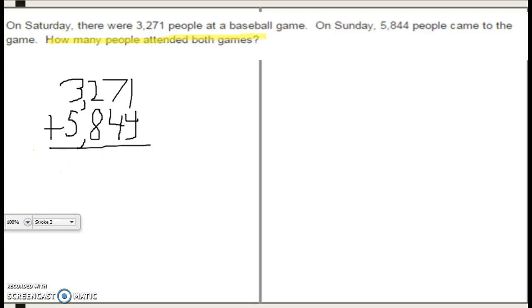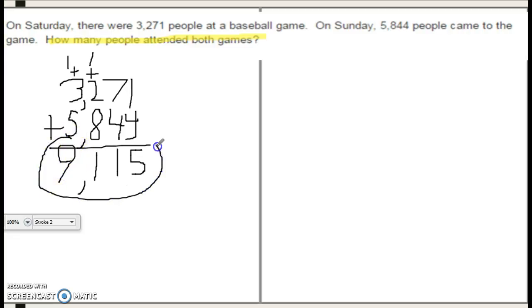So start with your place values. So 1 plus 4 is 5. 7 plus 4 is 11. And remember, this is the tens place, so we're going to bring down 1. We're going to carry the next one over to the hundreds place. We have 1 plus 3 plus 8. That gives us 11. Bring down the 1, carry the 1 again. The next one, we have 1 plus 3 plus 5, which gives us 9. So the total is 9,115 people.